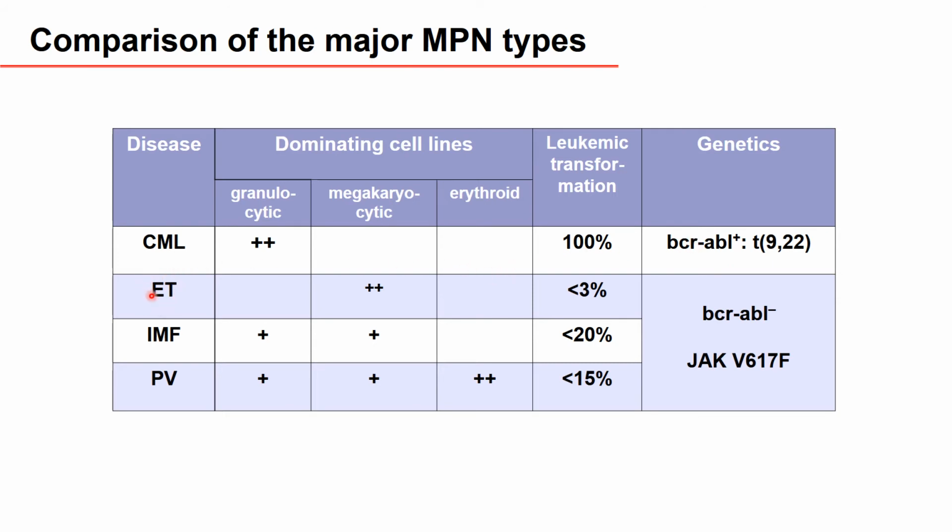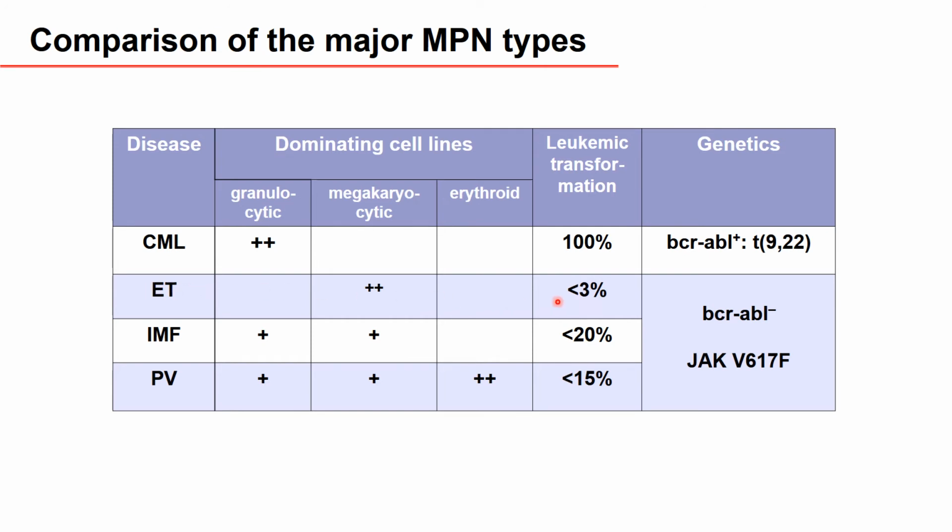In essential thrombocytosis, for example, we do have the megakaryocyte cell line increase. Or when we do have polycythemia vera rubra or idiopathic myelofibrosis, as you see here, the different cell types will increase. And they do have different transformation capability.